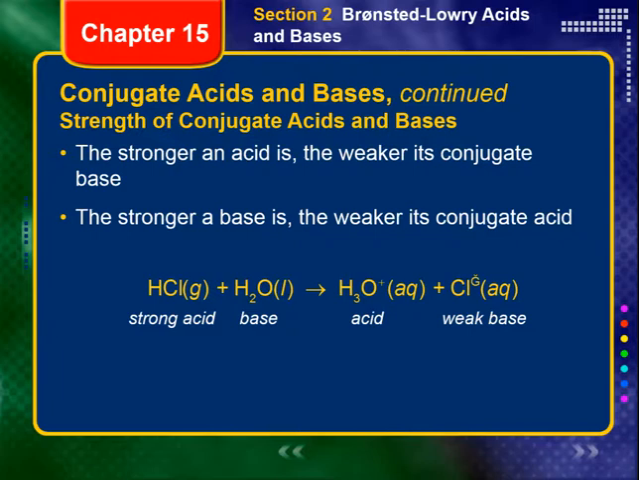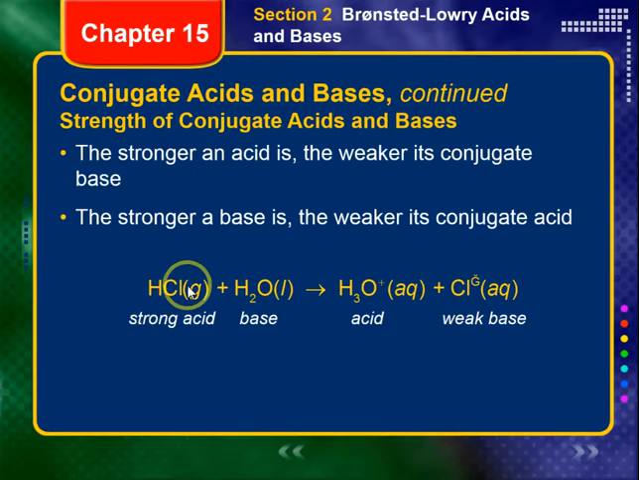So we need to talk about the strengths of conjugate acids and conjugate bases. The stronger an acid is, the weaker its conjugate base will be. The stronger a base is, the weaker its conjugate acid will be. So the stronger something is, whether it's an acid or a base, the weaker its conjugate is. The weaker its conjugate, the stronger its original form.